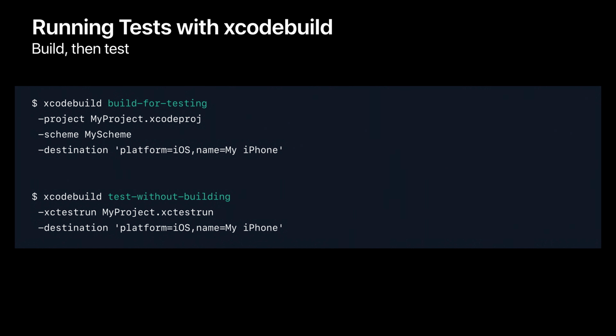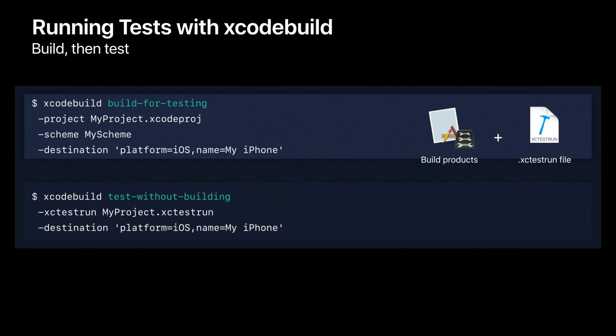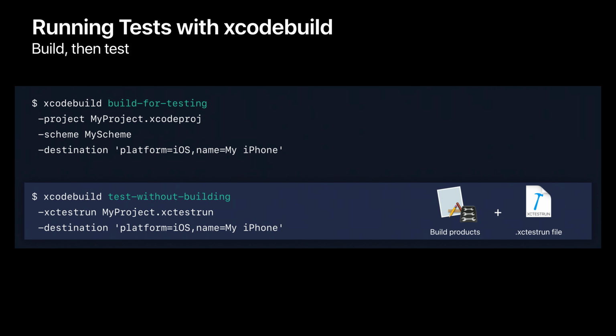To accomplish this, you first invoke the build for testing action, passing in the same parameters as before. This will produce both the build products that are necessary for testing, as well as an XeTestRun file. The XeTestRun file is a manifest that describes the build products and instructs Xcode Build what to do at test time. Next, invoke the test without building action, passing in the XeTestRun file that was produced earlier. This will cause your test to actually execute.